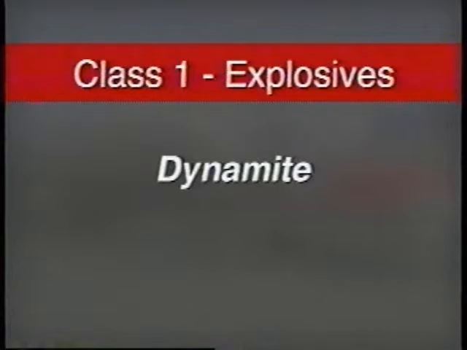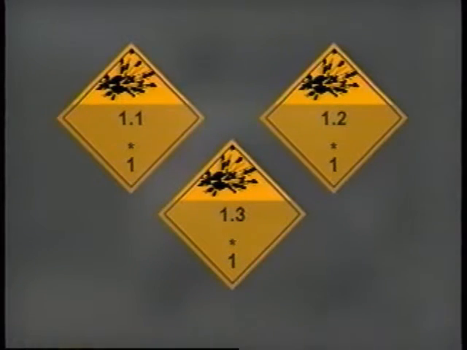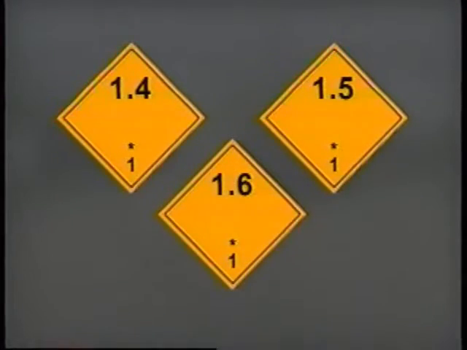Products in Class 1 are designed to explode, for example dynamite, or create special effects, like fireworks. Materials that could explode accidentally, like propane or gasoline, are not included in Class 1. Whenever you see a label or placard with an orange background, this indicates explosives. For materials that have greater hazards, classes 1.1, 1.2, and 1.3, the bursting bomb symbol is used. For explosives that have less risk, classes 1.4, 1.5, and 1.6, the bomb symbol does not appear.